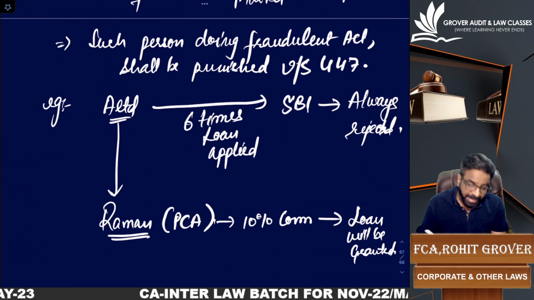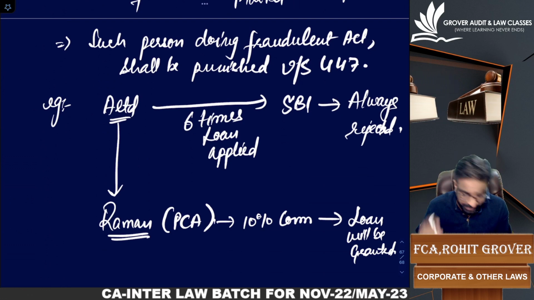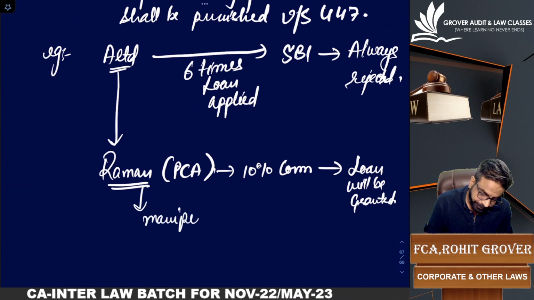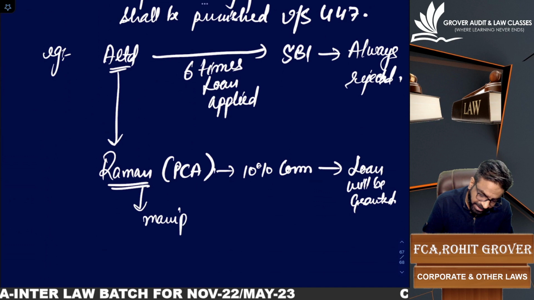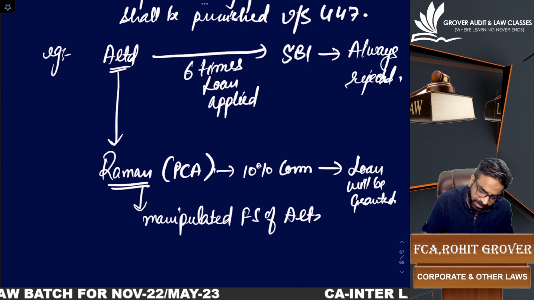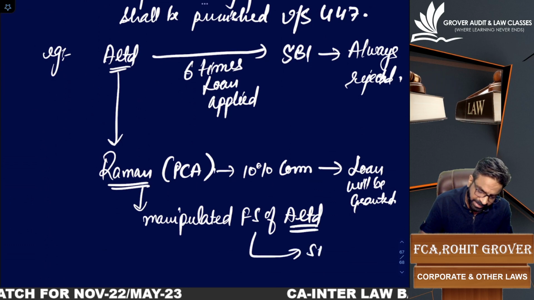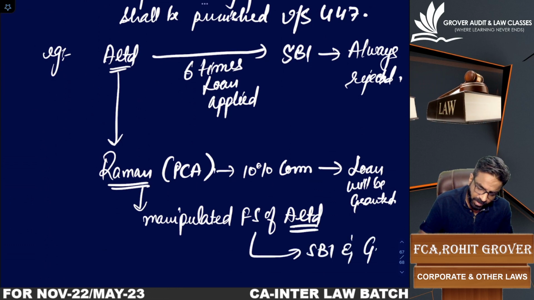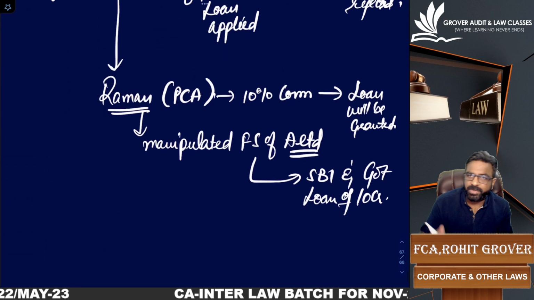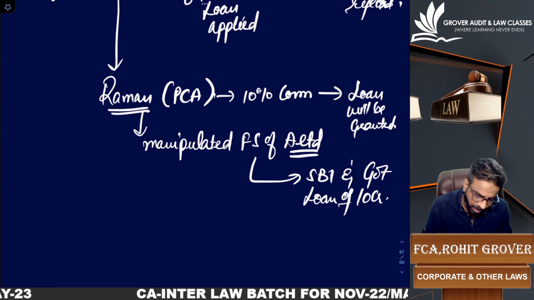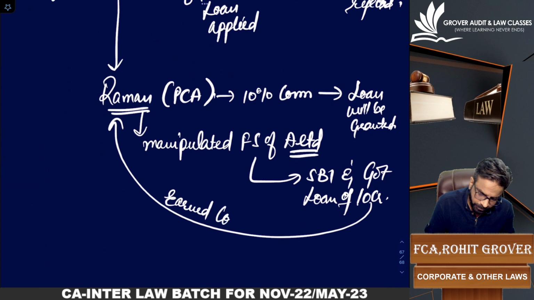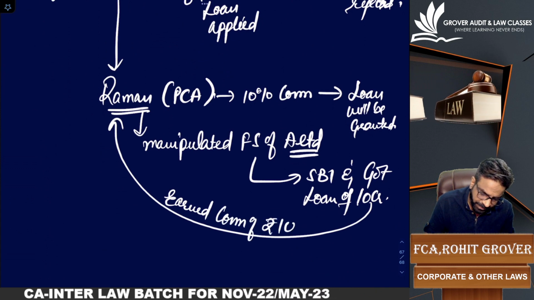Now, A Limited said, okay, we will give you the 10% commission. Mr. Raman did what? Manipulated the financial statements of which company? Manipulated the financial statements of A Limited and applied to SBI and got a loan of 10 crores for A Limited. Now tell me how much commission Mr. Raman earned? 1 crore. Commission of rupees 1 crore.